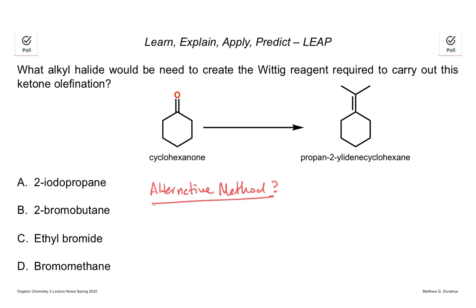So in consideration of this strategy here, we have an oxidation state 2 compound, this ketone, and we want to make this alkene. The question is, what halide should we treat with triphenylphosphine to generate the Wittig reagent to do this?